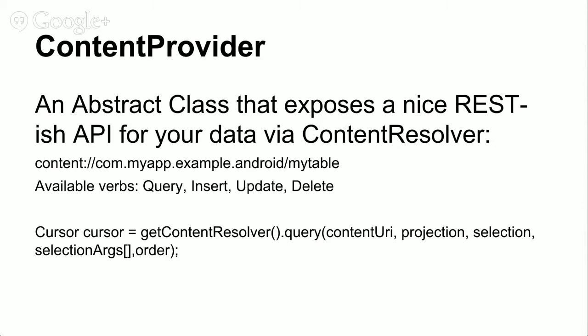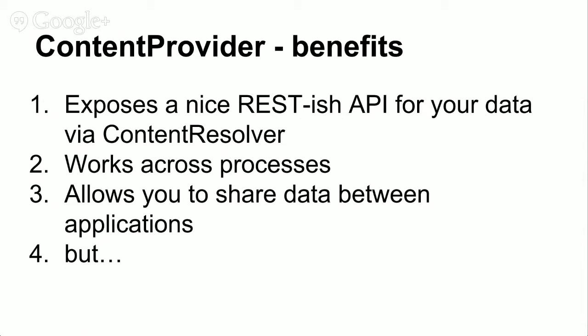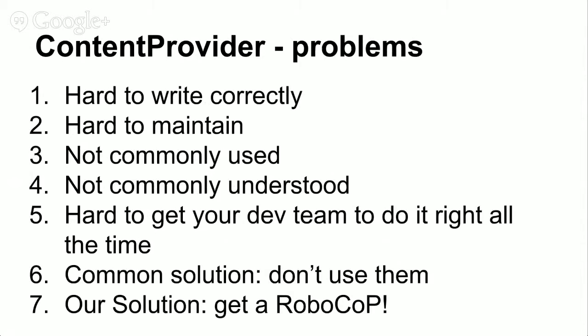Okay, so just to recap some of the benefits, it exposes a nice REST-ish type API for your data. It works across processes. It allows you to share information between applications. However, all these nice things, the reasons why we like to use content providers, they are really hard to write correctly. Has anybody ever written a content provider before?